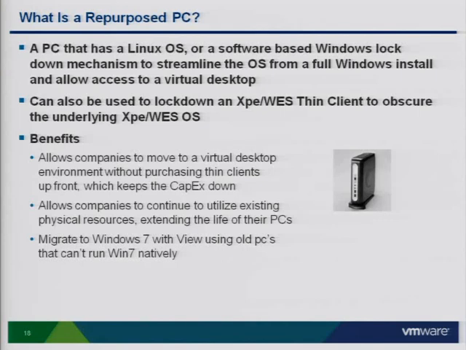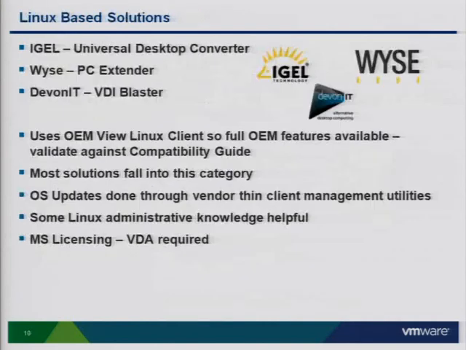So some of the benefits here: it allows you to move to a virtual desktop without incurring the cost of actually buying a hardware thin client initially, to keep the CapEx down. It allows you to extend the life of those PCs. You basically turn them into a Bic lighter. When it stops working, you can get rid of it, right? And you can move in a thin client at that point. It also lets you migrate to Windows 7 with View without having to upgrade the desktop hardware necessarily.